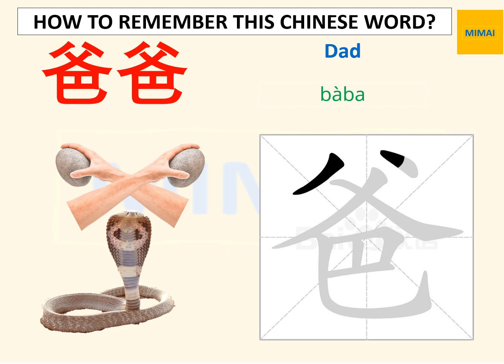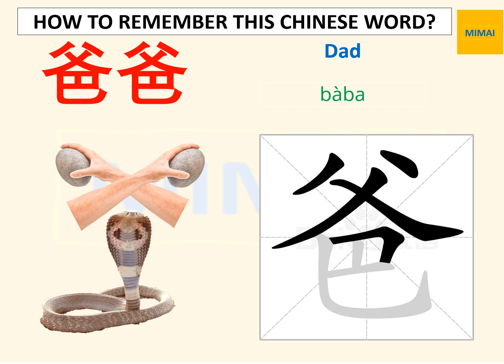This word looks like the images of two crossed hands, holding the rocks to kill a cobra below. It implies the traditional role of father in family is hunting and protecting.